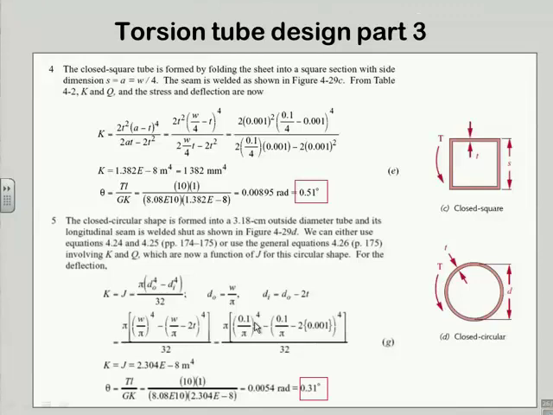Enormous. So you never, ever use an open shape in torsion loading. It's stupid. It's crazy. It doesn't work. And that includes, by the way, open shapes like I-beams and C-channels. Any shape that isn't closed is no good in torsion. Don't ever forget that. Okay?